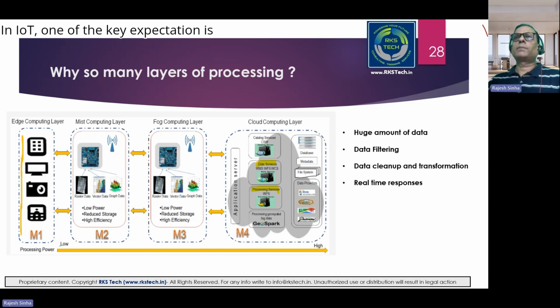In IoT, one of the key expectations is real-time responses. Whether you have smart traffic management or smart building management, you always expect real-time responses. If there is a fire in the building, you may want to know it in real time and you want to respond back in real time. Similarly, if there is some kind of accident on the road, you want to know it in real time and you may want to respond in real time. So to get real-time responses, it's very important that the communication and processing and the command back from the command center happens quickly, and therefore this multi-layer processing helps in bringing in that efficiency in the system.